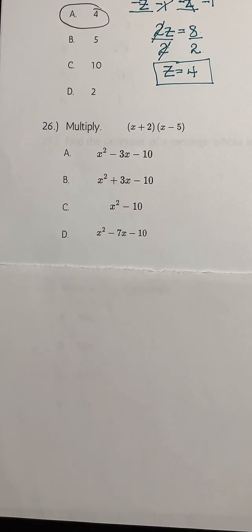All right, so let's take a look. Multiply: we have x plus 2 times x minus 5. Is it A, B, C, or D?